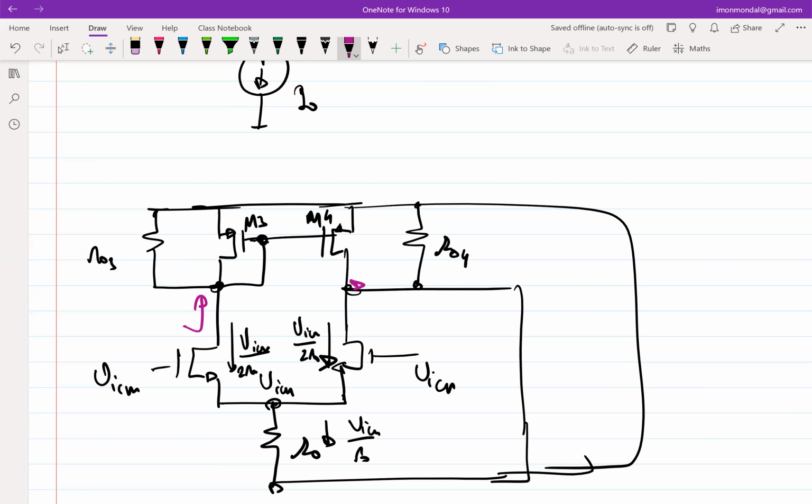So what will be the voltage at the gate of M3? If I don't neglect R03, it will be this current, minus, obviously, because I'm pulling current out, VICM by 2 R0 divided by GM3 plus G03, right? Okay. So on the right hand side, what will be the current through?